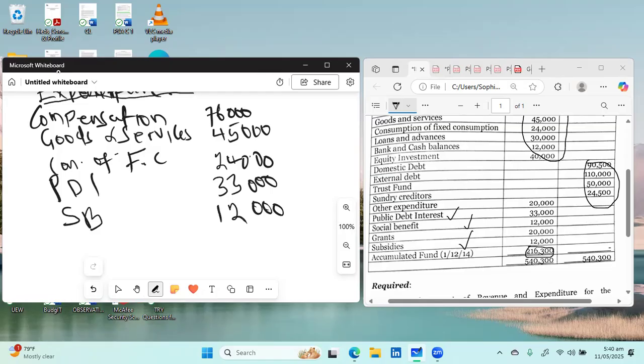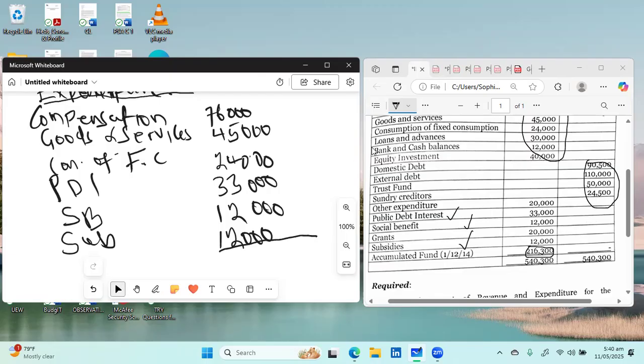12,000. And what's the last one? Subsidies. You've seen that? Subsidies is how much? 12,000. Okay. So now we are good to underline and then add everything.